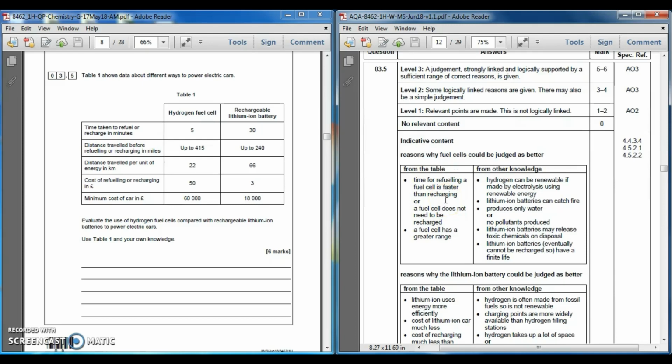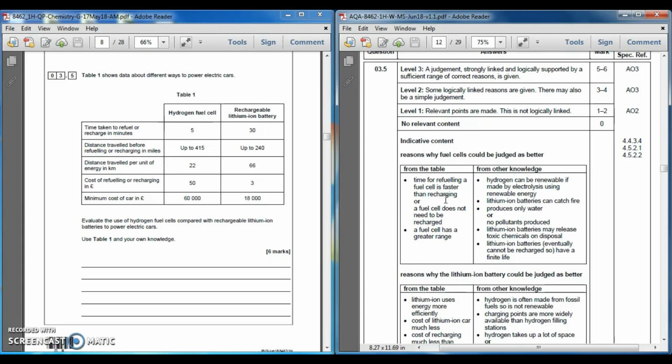That's good. So when you're talking about this, if you just made some points and they weren't logically linked, then you're getting into the first 2 marks. A lot of people got above that. A lot of people got into 3 or 4 marks, and they got into there because you looked at the table and you said things like the hydrogen fuel cell recharges faster and can travel further.